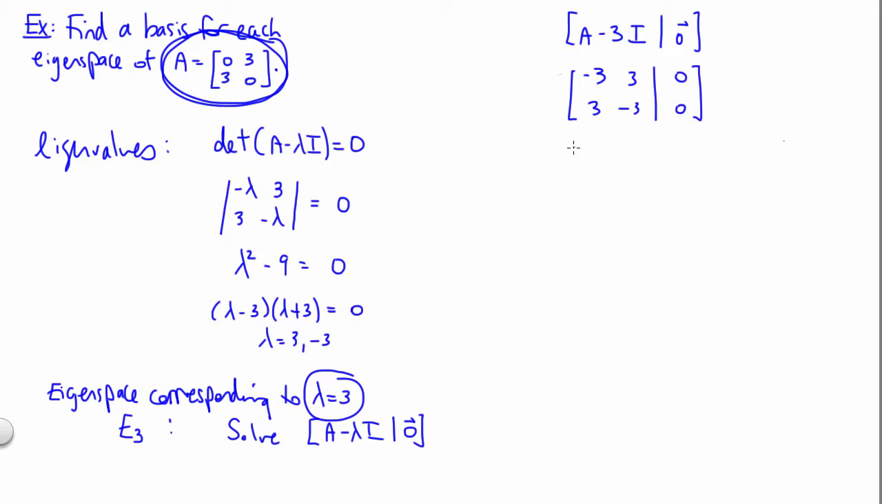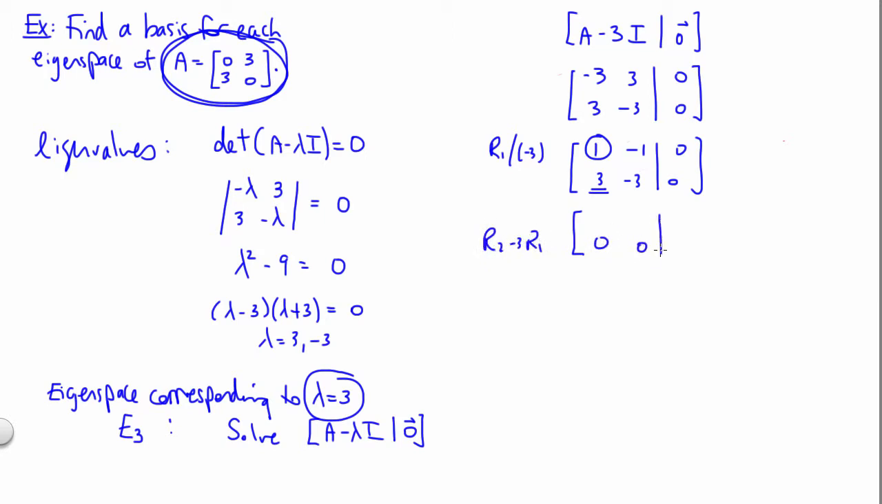So we can do some Gaussian elimination here. Let's take row 1 and divide it by negative 3. So we've now got a 1 in the upper left-hand corner. And if we now eliminate this entry in the bottom left-hand corner here, if we do row 2 minus 3 times row 1, we're going to get a 0 row in the bottom, and top row stays the same. So we've now got this matrix down to our REF, and we're going to be able to solve the system.